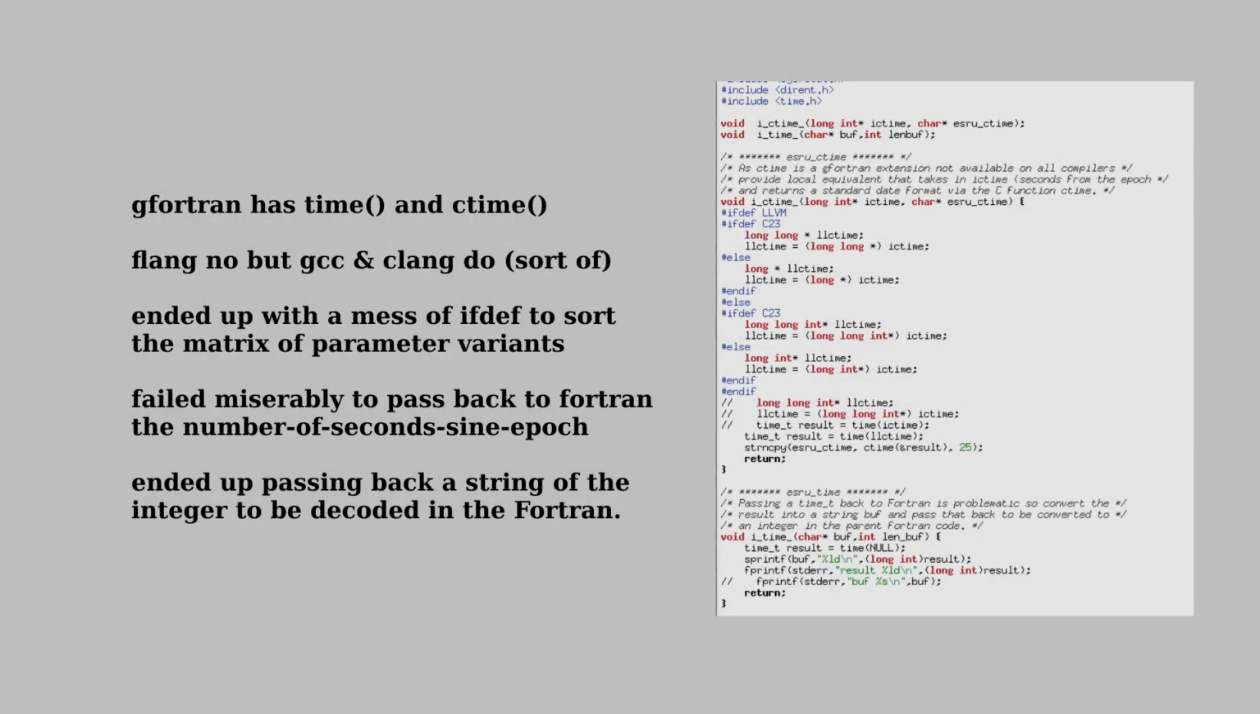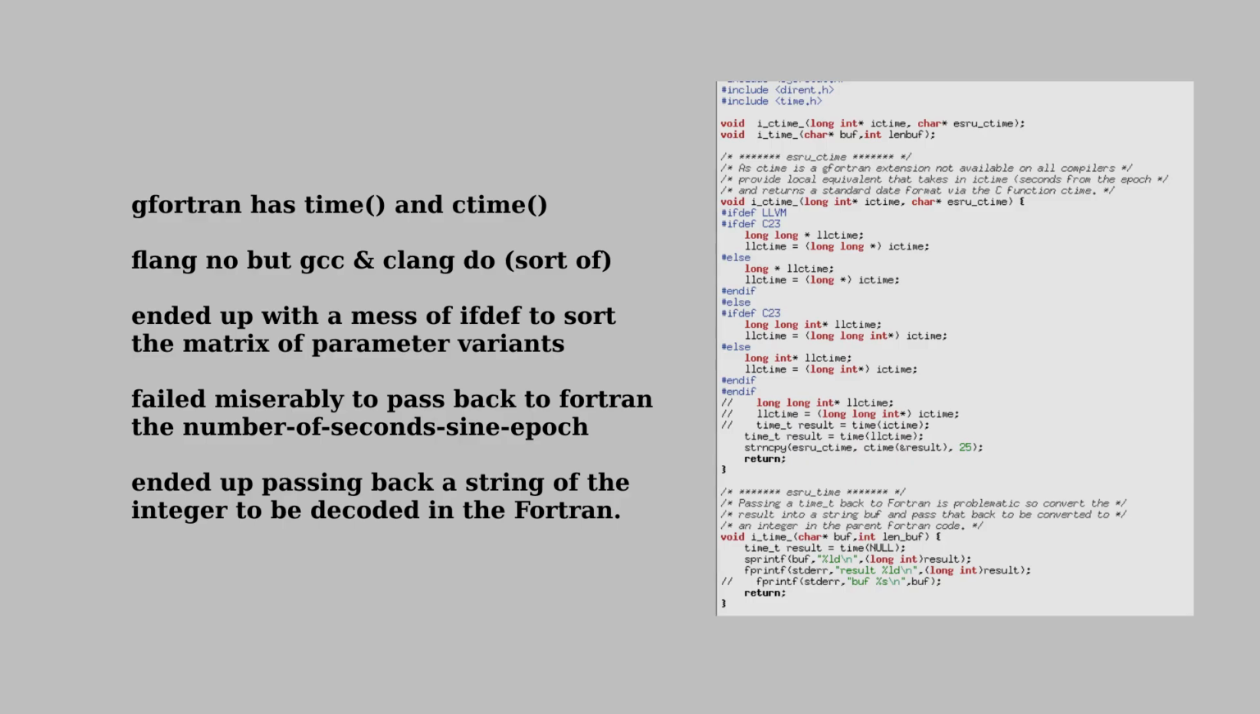Let's take the rather trivial case of establishing the current time and converting it to a date stamp. This should have been a coffee break task. It turned out to be a pedantic nightmare. gfortran provides an intrinsic called ctime. It returns a date stamp, and there's also an intrinsic time function, which returns the number of seconds since the epoch.